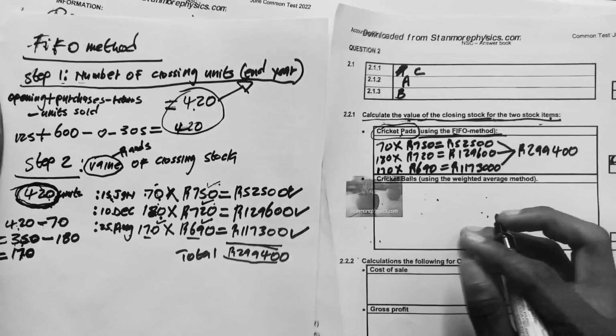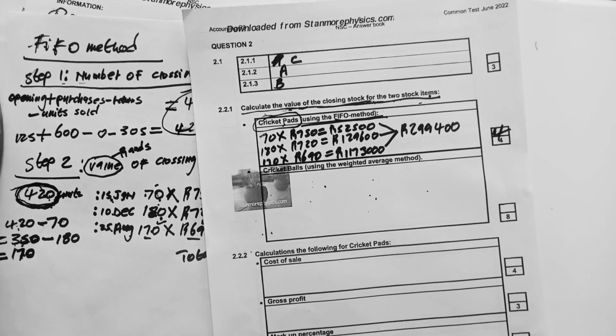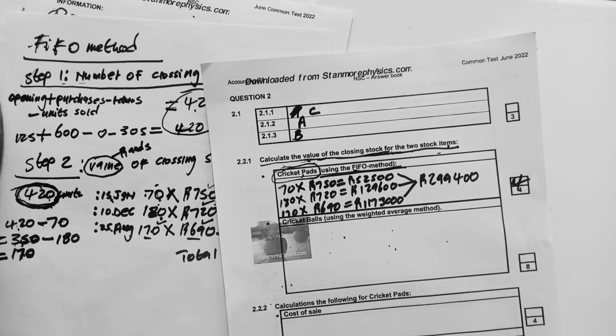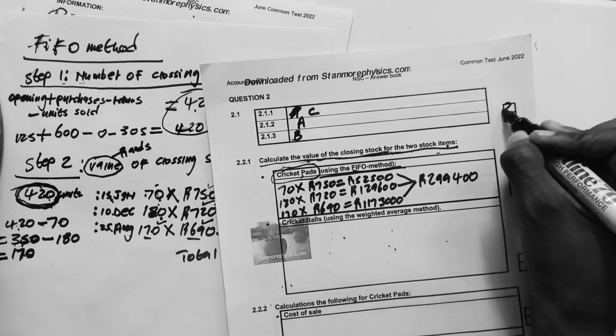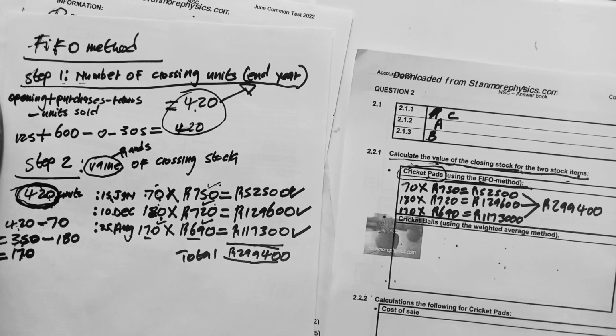That's your 4 marks right here, just for calculating FIFO method. Also, you have 3 marks here, which I explained on the previous video. So you see, it's easy to pass this thing. Just go and revise this video.